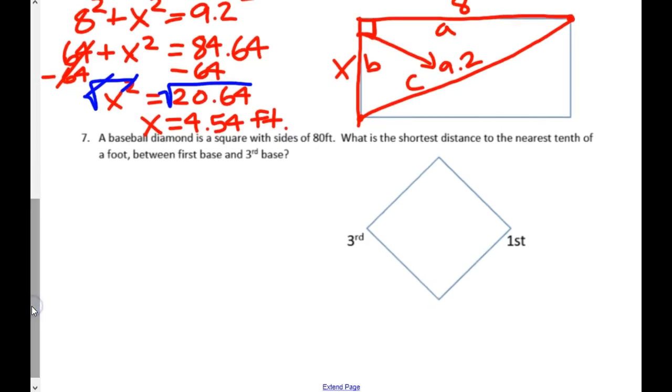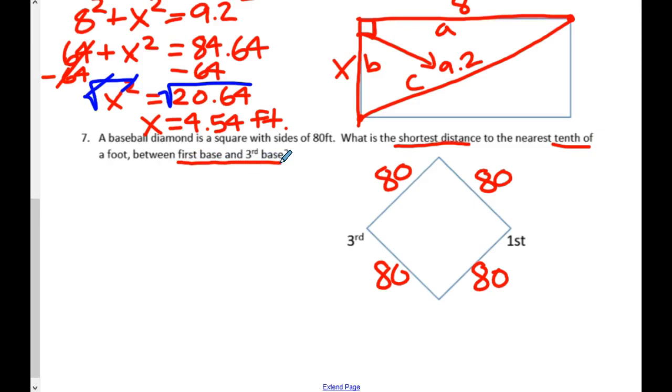Alright. Last but not least, I've got a baseball diamond. It's a square with sides of 80 feet. Since it's a diamond, all the sides are the same. And they want to know the shortest distance to the nearest tenth of a foot between first and third base. So why don't we draw a line between first and third base? Now I see that I have a right triangle. 80 and 80 are my legs. I'm missing my hypotenuse.